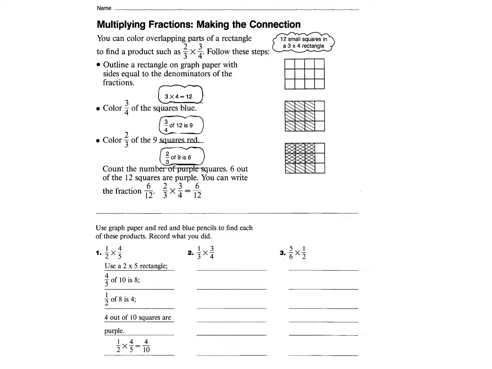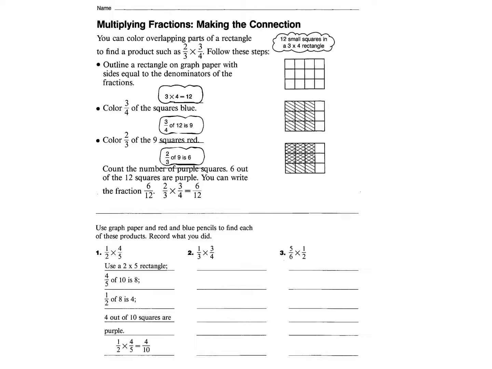Outline a rectangle on graph paper with sides equal to the denominators of the fraction. Color 3/4 of the squares blue. 3 times 4 equals 12. Color 2/3 of the 9 squares red. 3/4 of 12 is 9.